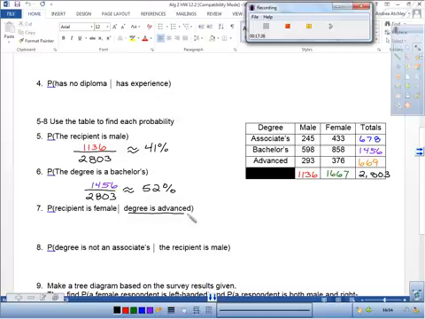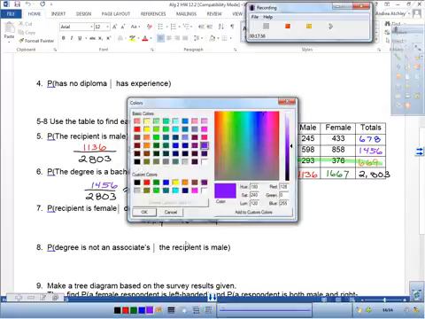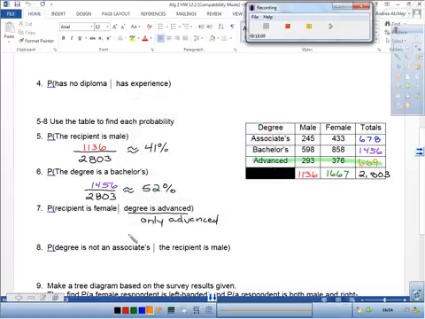Now these are the harder ones, because we have to limit it. The degree is advanced, so only advanced degrees. So again, we're looking at advanced, and we're only talking about these people. We don't care about anybody else. We just care about the people that are advanced. So we're going to use that orange one, which is 669, over the people who are female in that category. So 376.